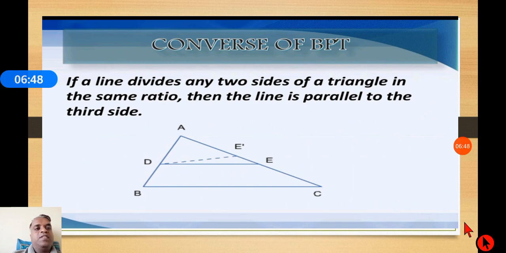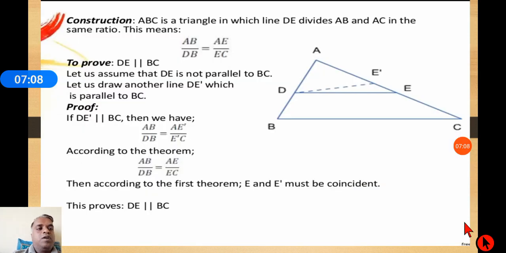Next, we move to the converse of BPT, the basic proportionality theorem. If a line divides any two sides of a triangle in the same ratio, then the line is parallel to the third side. See here, triangle ABC is there, and DE is one more line, and D, E divide the sides in the same ratio. Next, we move to the proof of the converse of BPT.